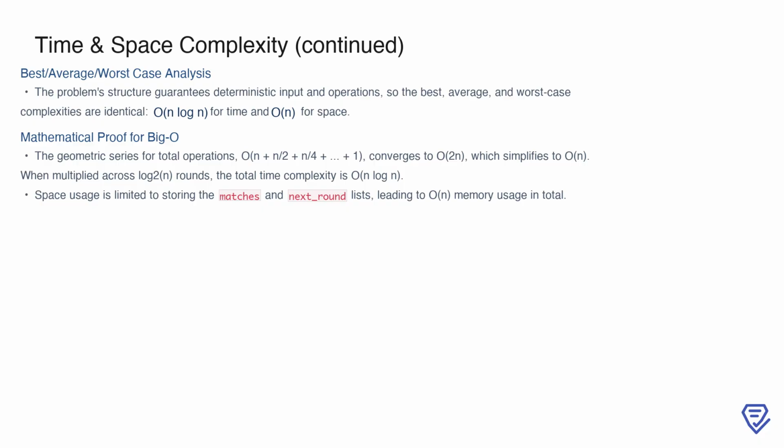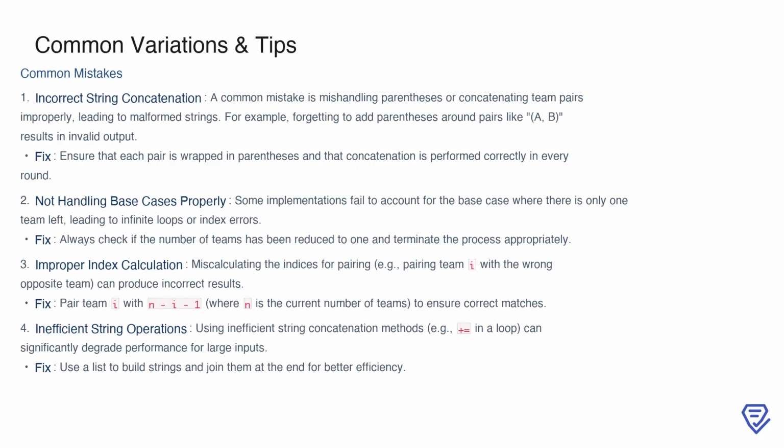These analyses highlight the efficiency of the optimized solution, ensuring it performs consistently well even for large input sizes. When solving this problem, there are a few common mistakes to watch out for. First, incorrect string concatenation can cause issues. For example, forgetting to wrap team pairs in parentheses, like (A, B), leads to malformed output. The fix is simple: always ensure that each pair is properly enclosed in parentheses and that concatenation is correct in every round.